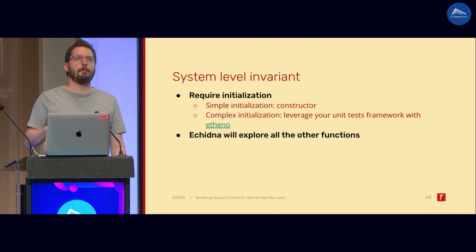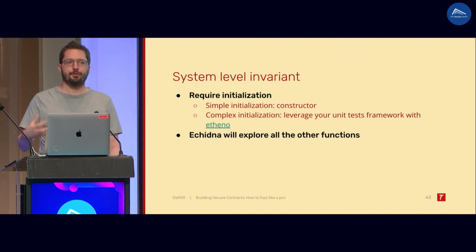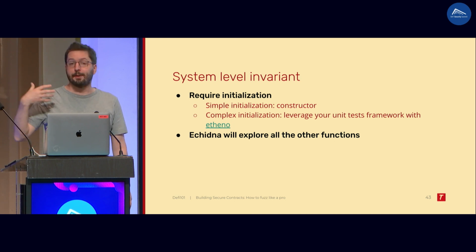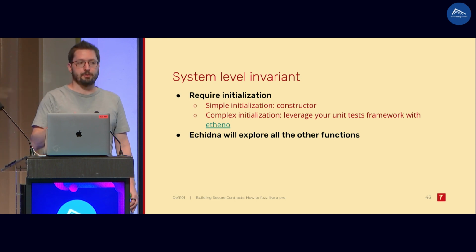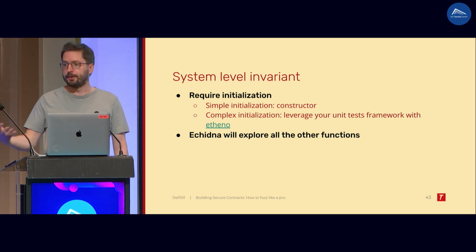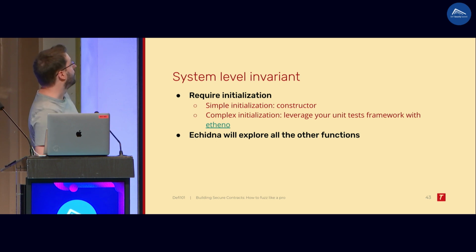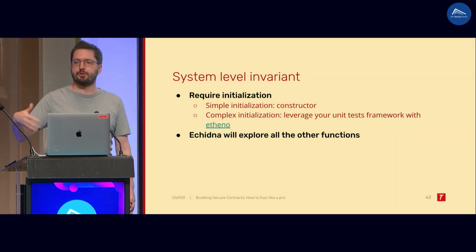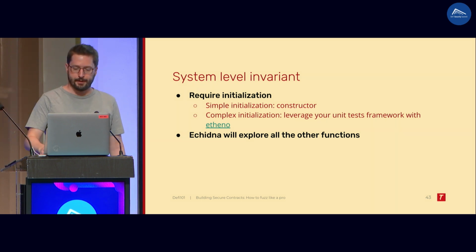System-level invariants might have more complexity in the sense that you might need a complex initialization. Maybe you're going to try something that requires 5 different contracts, and then you need to deploy them. For that, either you can do everything in Solidity, or you can leverage your unit tests. We have an additional tool called Etheno, which just replays your unit tests and helps with the failure for that.